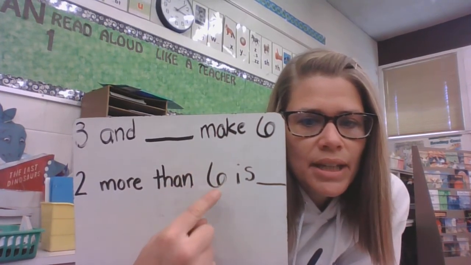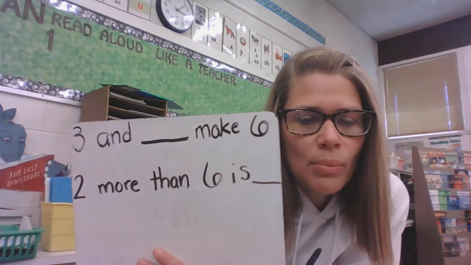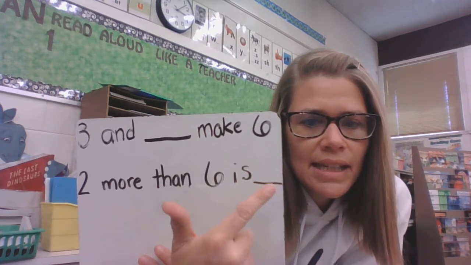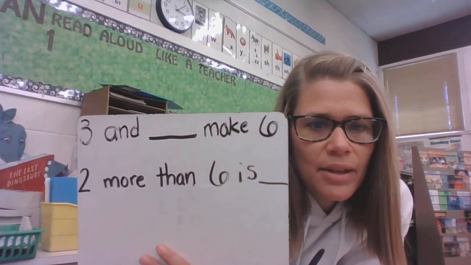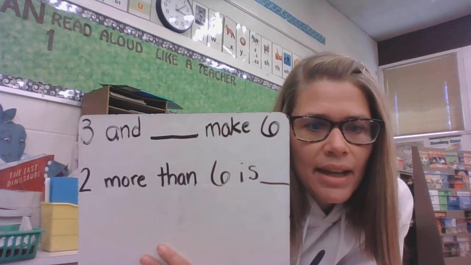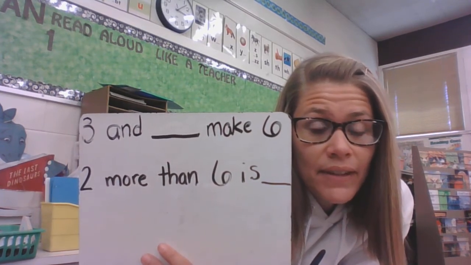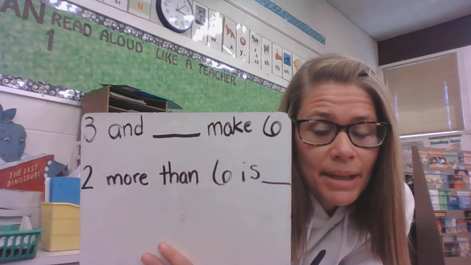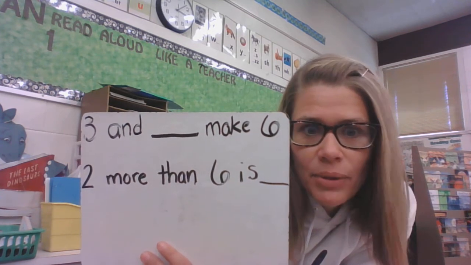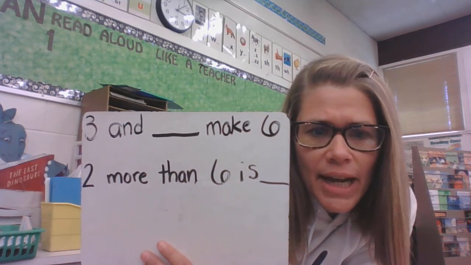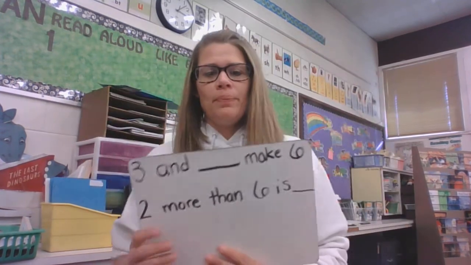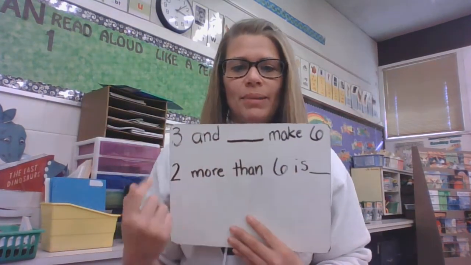It's asking you, here's 6. What's 2 more? 2 more than 6 is, see if you can write that answer there, and then we'll check it. Okay, pause me, figure that out. Hit play when you're ready to figure out the answer and see if you're right or wrong. Hopefully you're right. Okay, here we go.